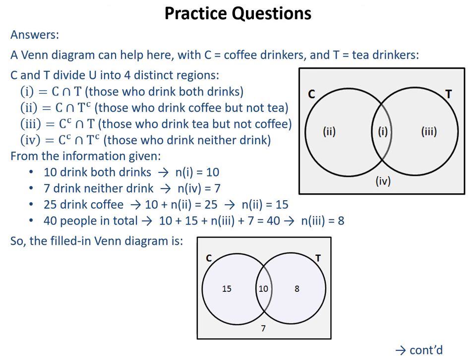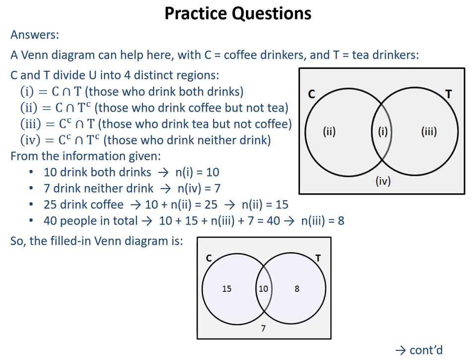And then finally, for the last piece of information, it's given a little bit differently. The only other piece of information we actually know is the fact that there's 40 people in total. So we're not directly told the total number of tea drinkers like we are told for coffee. But since we know 3 of the 4 areas now, all we have to do is subtract those values from the total of 40. So we take 40 and we subtract 10 and 7 and 15, which leaves 8 as the number of people who drink tea but not coffee. And so we can see the filled in Venn diagram here.